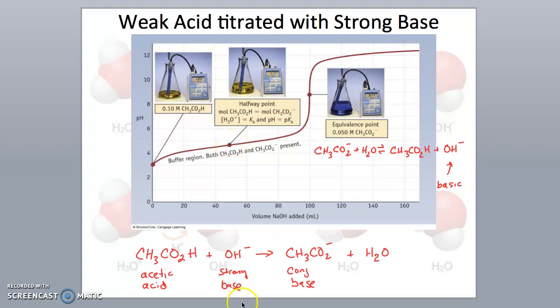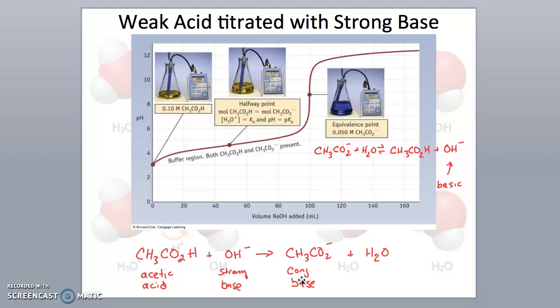The half equivalence point, and you'll have to imagine maybe we had, we'll just say 10 units of acetic acid, and we added 5 units of hydroxide, right? So that's half of the equivalence point, which would be 10 units of hydroxide. So if I added 5 units, they'd be completely consumed, leaving me with 5 units of acetic acid, and I'd produce 5 units of conjugate base. And if I put this into my Henderson-Hasselbalch equation, I would have the pH equals the pKa plus the log of 5 over 5. Well, that's the log of 1, which is 0, so the pH equals the pKa.